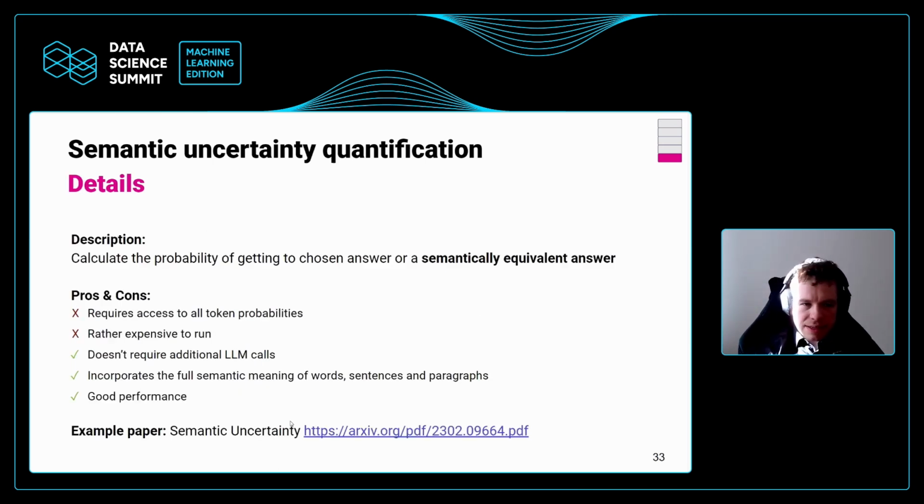So let's talk about the details again. We're going to calculate the probability of getting to a chosen answer or semantically equivalent answer. So again, Paris or just Paris.